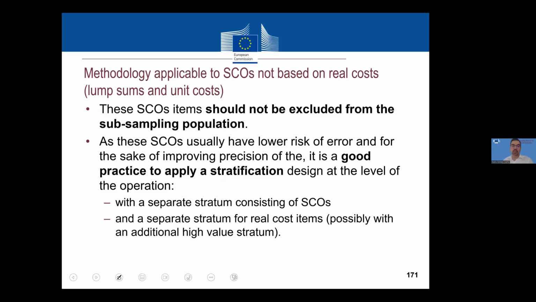Situation typical where they correspond to lump sums or unit costs. In this case, it's pretty clear what to do. They are honest items that can be included in the population. So these items should not be excluded from the sampling population because they usually have lower risk than the others.